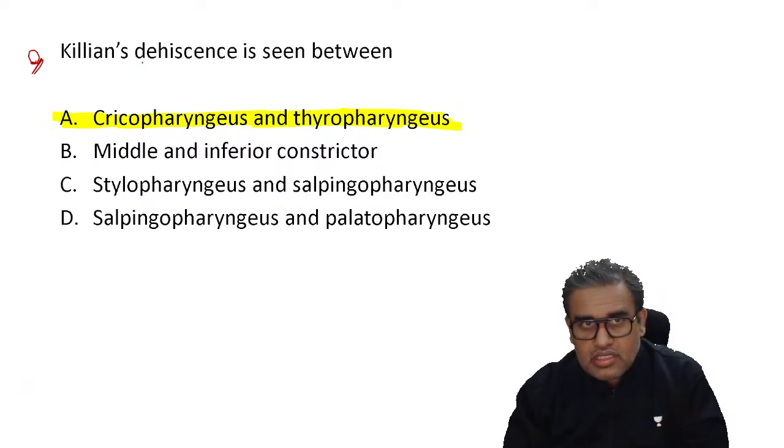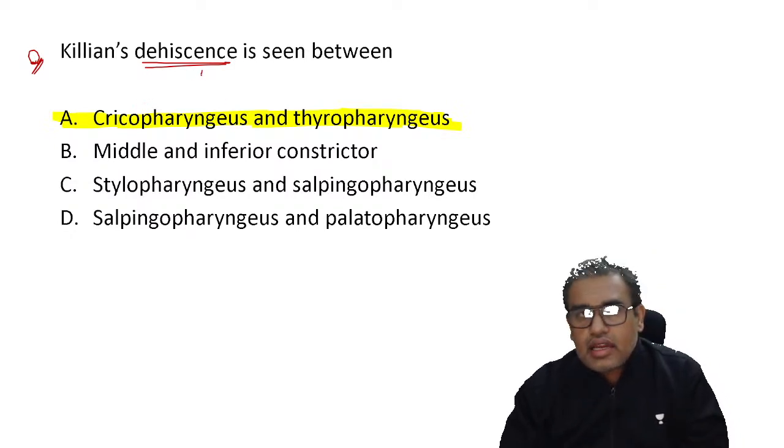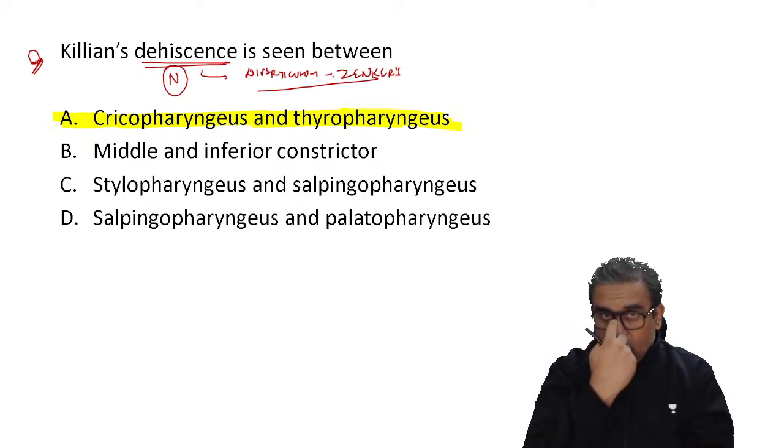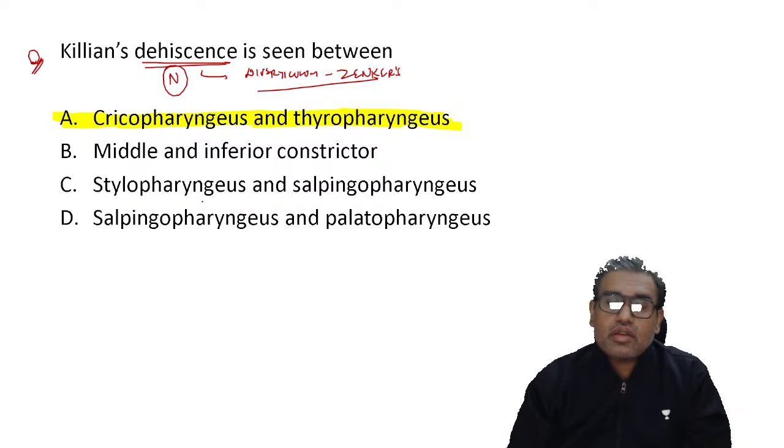So there is a deficiency in the wall, a weakness in the wall known as Killian's dehiscence. The dehiscence is normal, it is present in all of us. But if it gives rise to a diverticulum, that is a problem, and the diverticulum is known as Zenker's diverticulum.